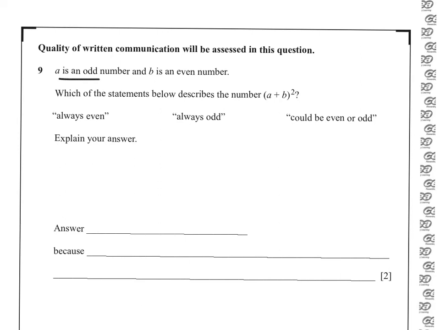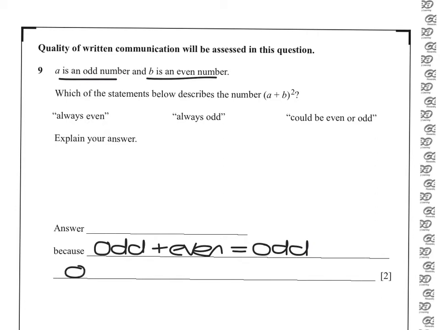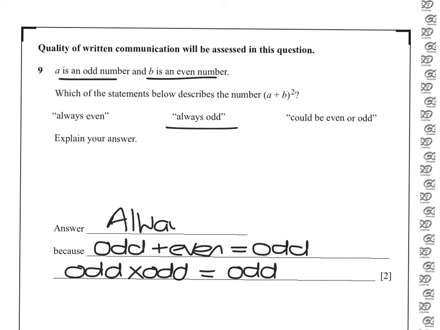We're told that A is an odd number and B is an even number. So if we do an odd plus an even, we will always get an odd number. If we then do an odd times an odd, we will always get an odd number. So which of these statements below describes the number A plus B all squared? It is that it is always odd.